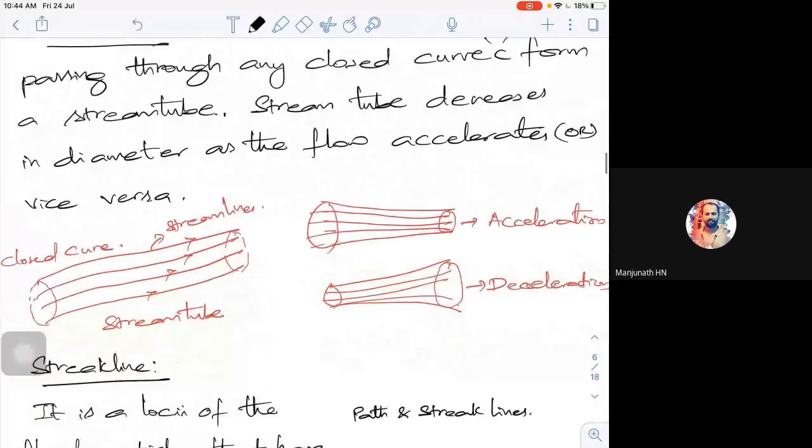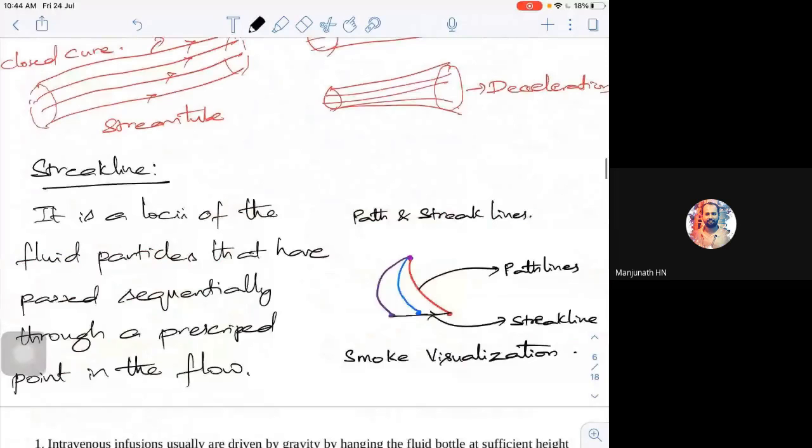Now, before I take up the problem, what is this streak line actually? Say I have a point. I call it the injection point. I think if you are doing the Reynolds experiment in your laboratory, you have this particular thing.